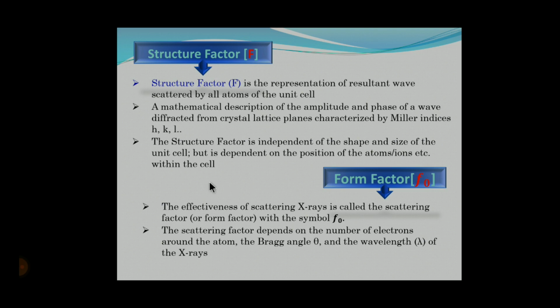Another factor is the form factor, which is the effectiveness of the crystal to scatter X-rays, right? The structure factor is the total representation of scattered or diffracted waves, and the form factor is the effectiveness of scattering X-rays. The scattering factor depends on a number of parameters. Some examples are the Bragg angle, the wavelength, and the number of electrons around an atom, or we can say the density of the electron cloud around an atom.